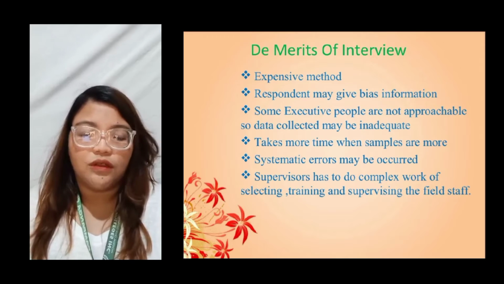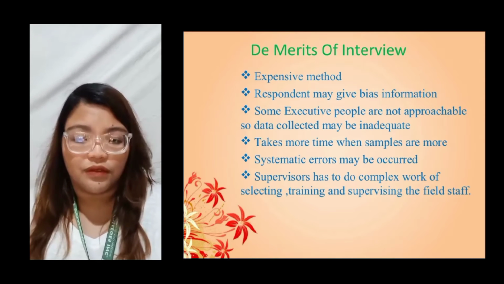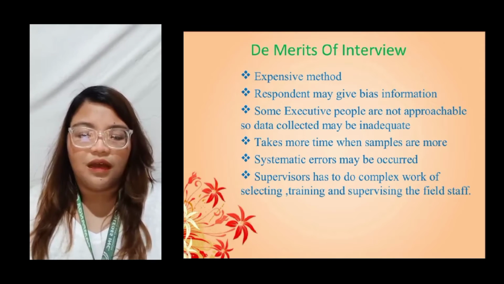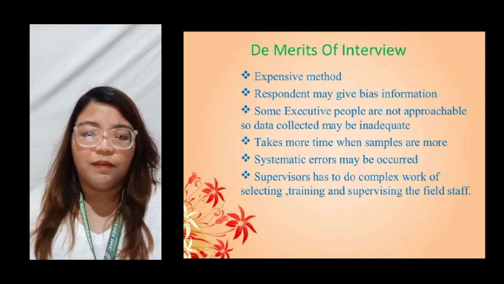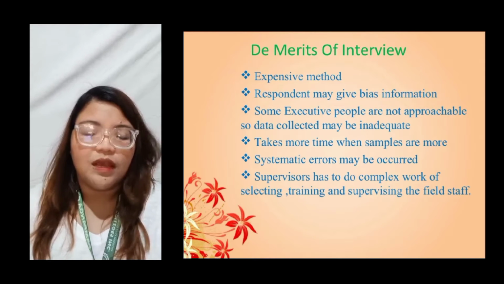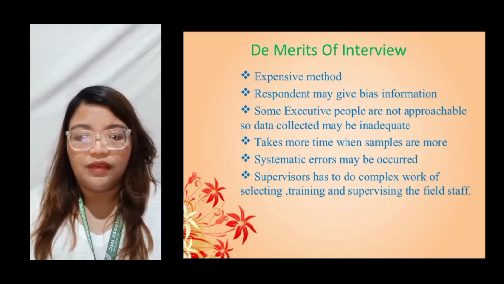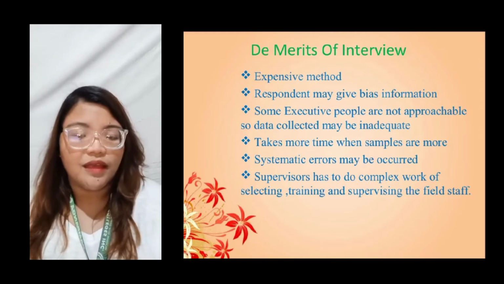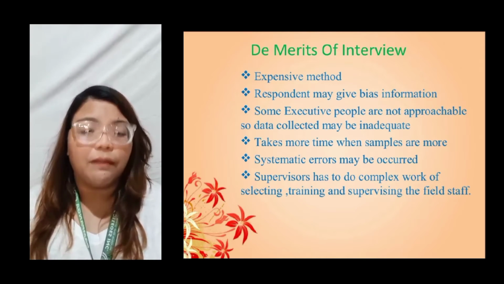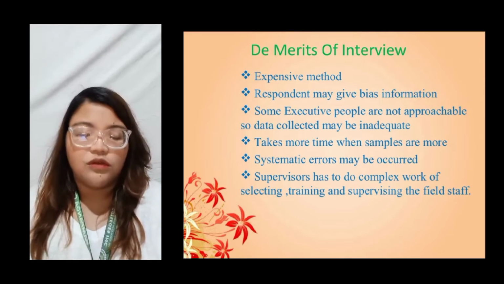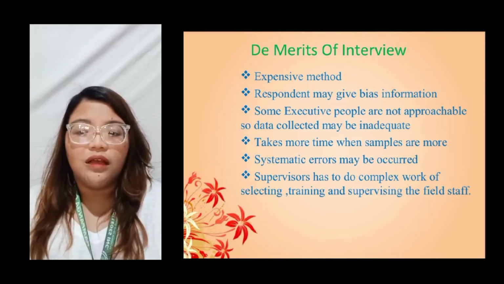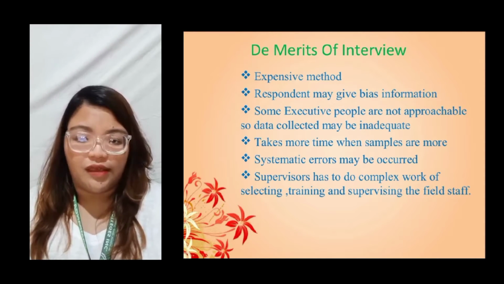So, let's move on to the demerits or the weaknesses of interview. First is interview is an expensive method. Next is respondents may give a biased opinion. Next is some exclusive people are not approachable. So, data collected may be inadequate.